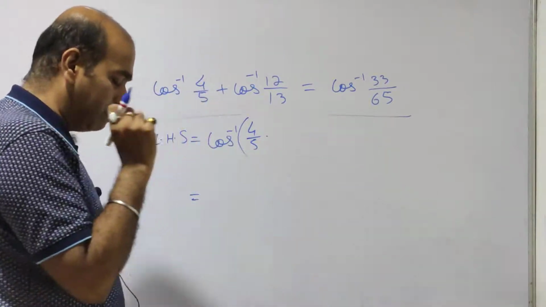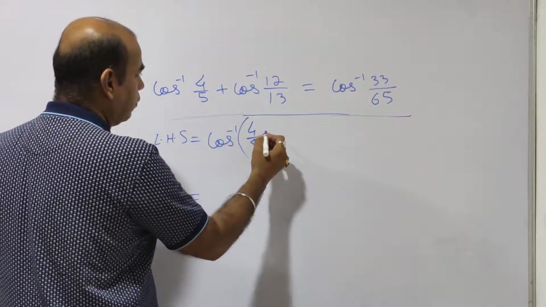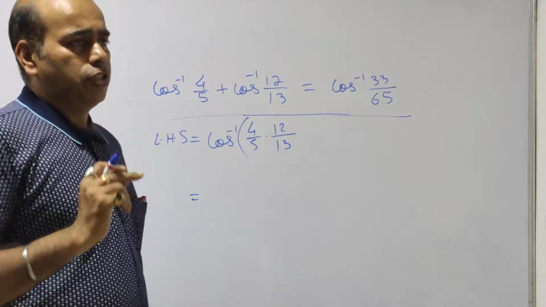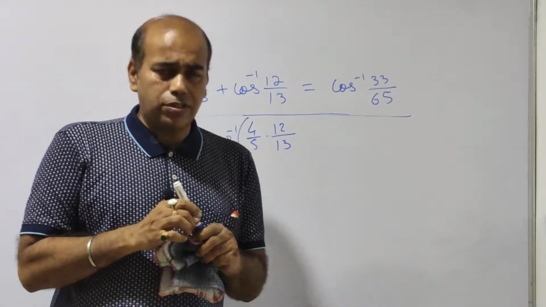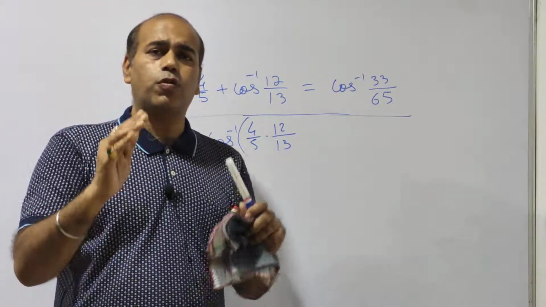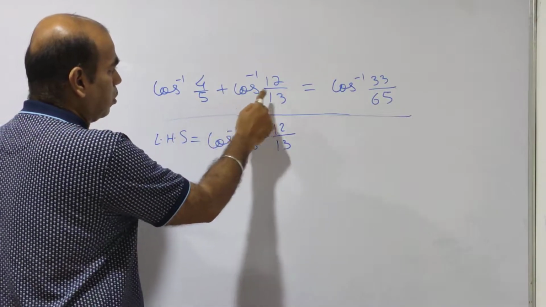Sorry students, I have made a mistake. I am applying the formula once again. It is cos inverse 4 by 5 into 12 by 13. The cos inverse x plus cos inverse y formula is cos inverse of xy minus root over 1 minus x square into root over 1 minus y square.